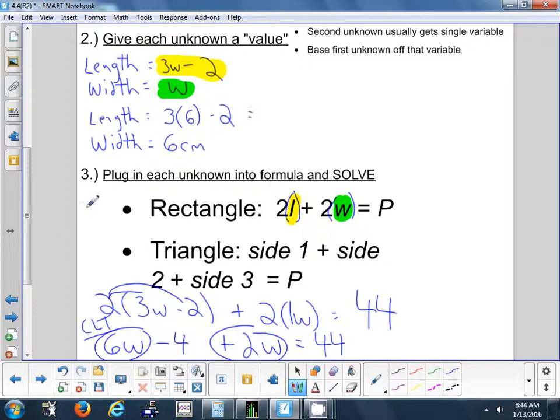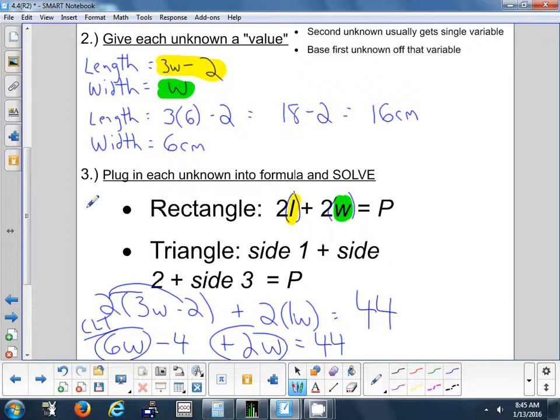So 3 times 6? What's 3 times 6, guys? 18. All right? 18 minus 2 is what? 16. And what unit of measurement am I using? Centimeters. Good. So there's my length, 16 centimeters. There's my width, 6 centimeters.